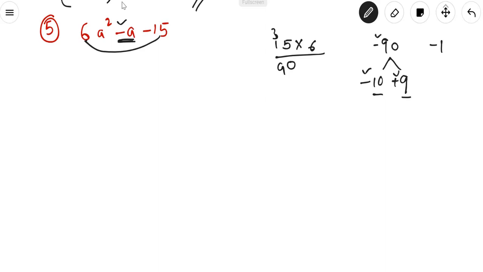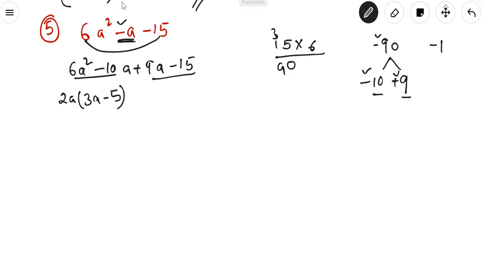Now I'm going to write the equation. 6a square minus 10a plus 9a minus 15. Now if I take a common here, what is the common? First I will group these two, and these two I'm going to group. So what is the common here? I can take 2, and I can take a. A also I can take common. So what is left? 2 threes are 6, so 3a minus 5.